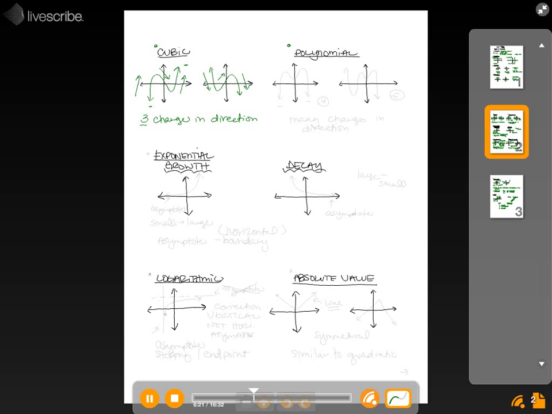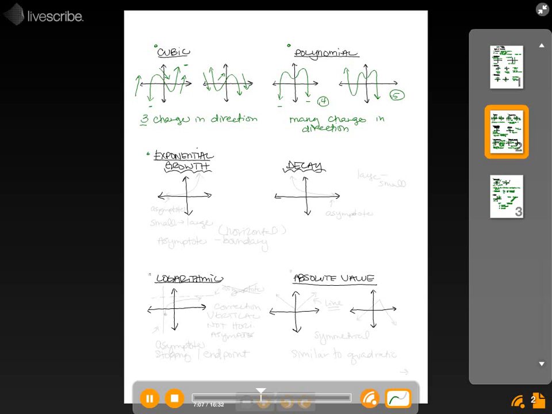A polynomial graph is very similar to a cubic. We just say that it has many changes in direction. Anything above three changes in direction we call a polynomial graph. And what's unique about polynomial graphs is that we can have some graphs, this graph has four direction changes, where both ends point the same direction, or like our cubic, the ends can point opposite directions. So this one has four direction changes, and this one has five. Both of those would be considered polynomial graphs because they have many changes in direction.